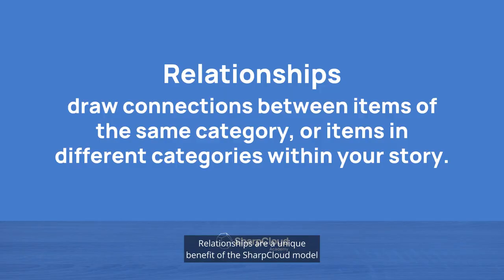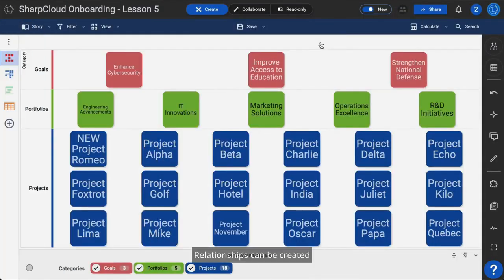Relationships are a unique benefit of the SharpCloud model because they draw connections between items of the same category or items within different categories, which is traditionally really difficult, if not impossible, to manage and visualize in classic business solutions. Relationships can be created on most views within SharpCloud.